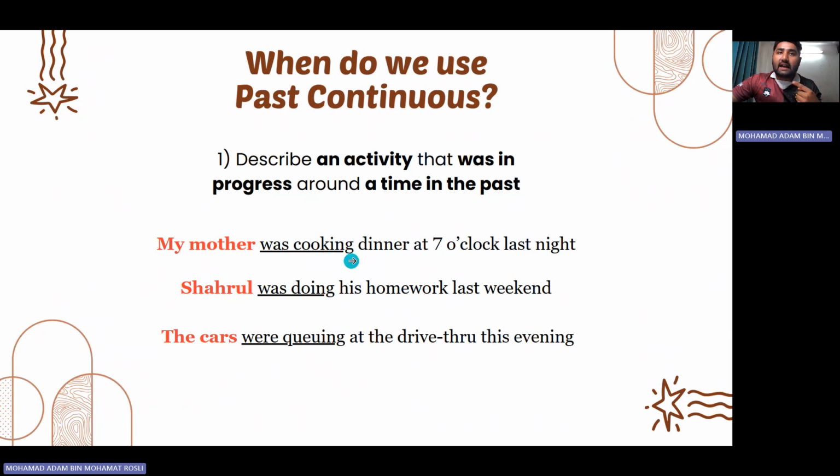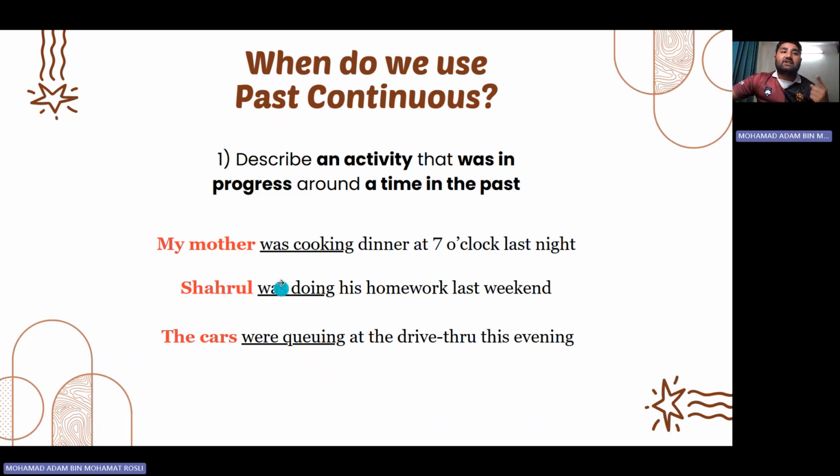And we add the ing at the end of the verb. So the sentence becomes, my mother was cooking dinner at 7 o'clock last night. So as you can see here, it is an activity that was in progress around a time in the past. Whereas the sentence means that at 7 o'clock last night, my mother was cooking dinner. Therefore, it is talking about something that was in progress around a time in the past.